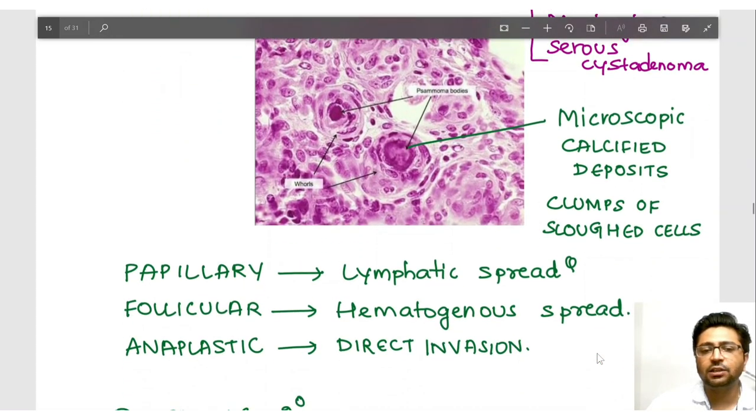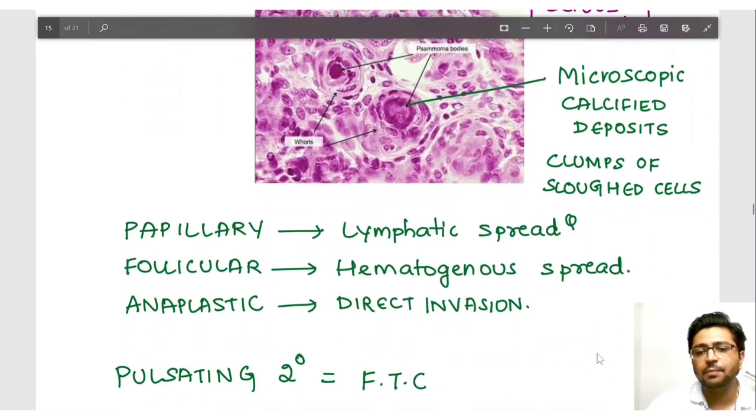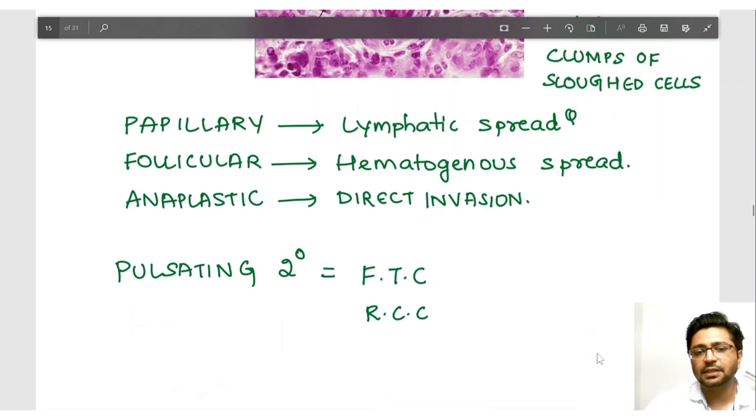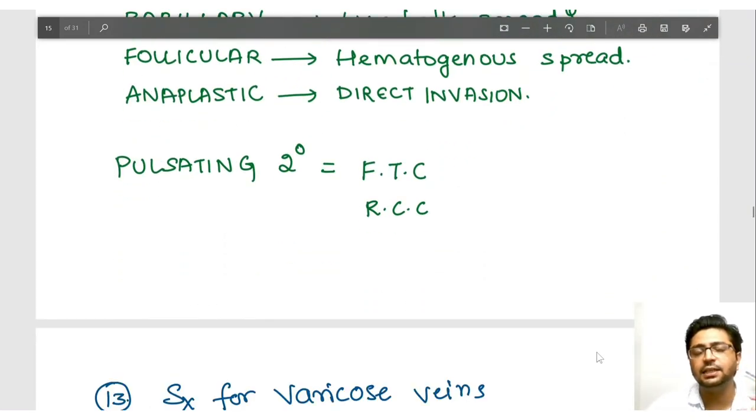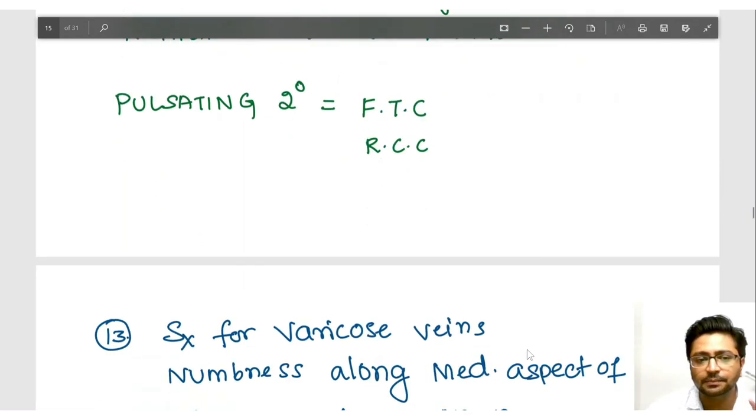So papillary carcinoma spreads by lymphatic spread, follicular by hematogenous spread, and anaplastic by direct invasion. Where do you see pulsating secondaries? It is seen in follicular thyroid cancer and also in renal cell carcinoma. So pulsating secondaries are seen in follicular carcinoma of thyroid and renal cell carcinoma.